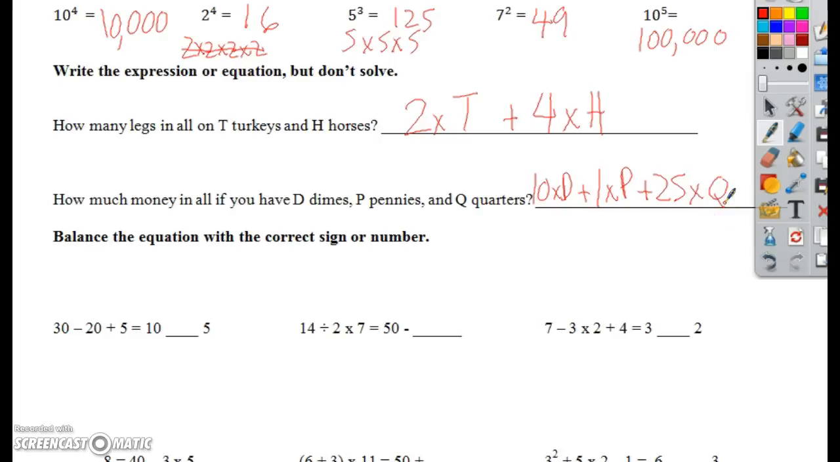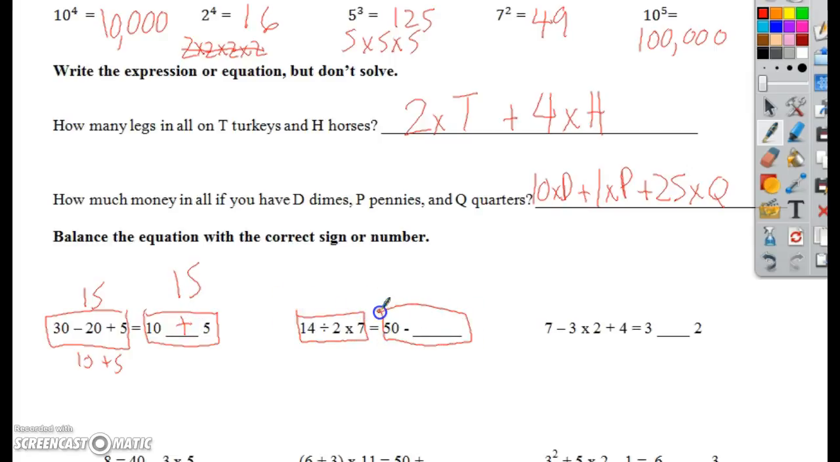Balance the equation with the correct sign or number. I want to box both sides is my strategy. 30 minus 20 is 10. 10 plus 5 gets me to 15, so I need this side to be 15, so I want that to be plus.